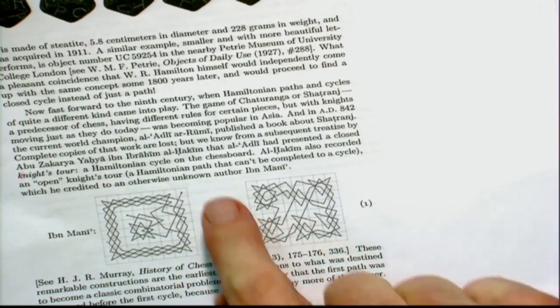It probably, this one being more primitive, was an earlier conception, but it's only conjecture. Anyway, these are the two earliest ones, and all knowledge comes from a single manuscript, al-Hakim's work. Now, al-Hakim wrote 300 years after al-Adli, and the manuscript is 300 years after that.